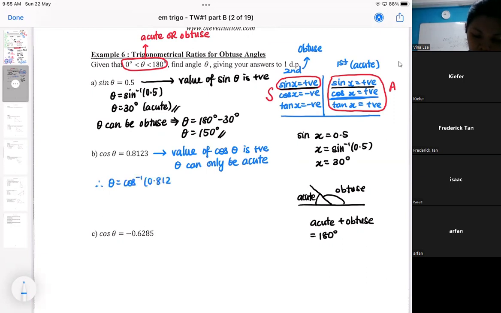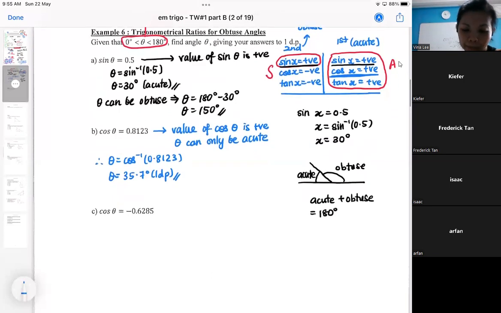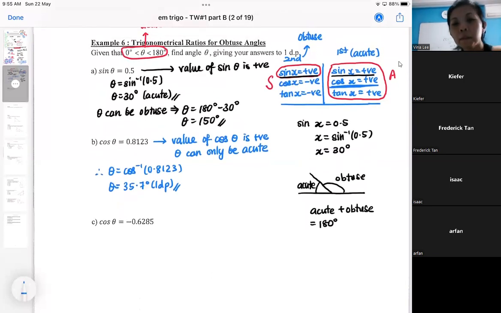In A math, you can have 4 answers, 6 answers. You can have a lot more answers for A math. So this is just a basic idea first. So you get 35.7 degrees. So you got to decide whether the answer that you are going to obtain will be acute or obtuse, or it can be both.